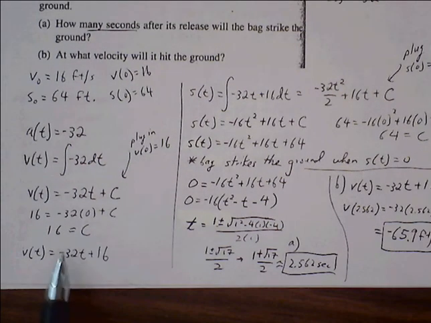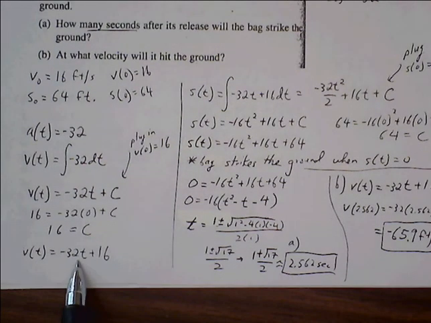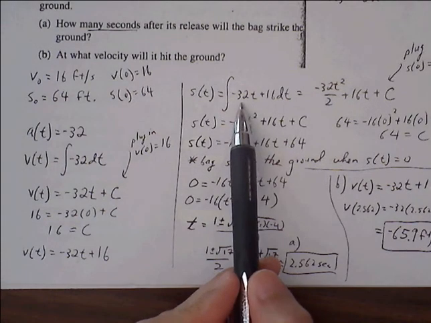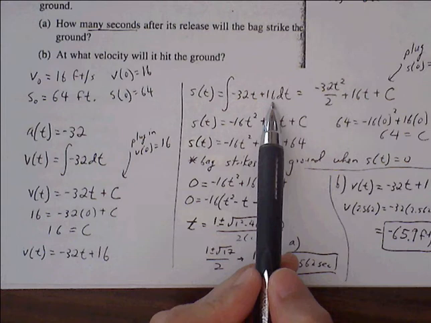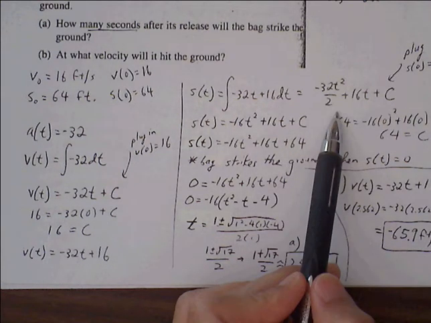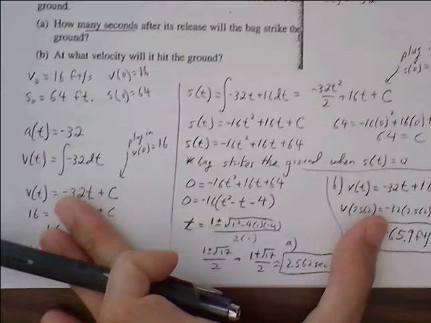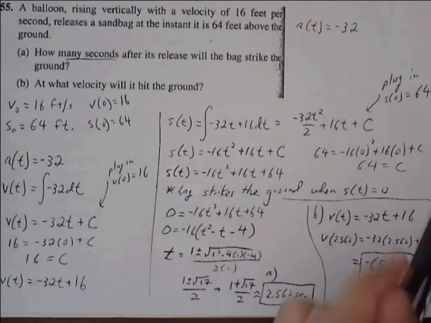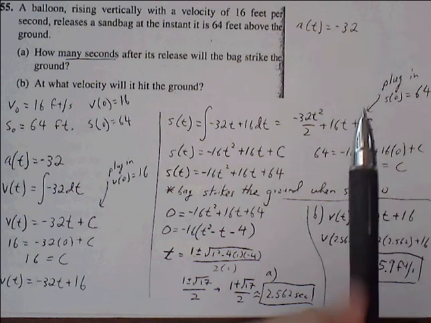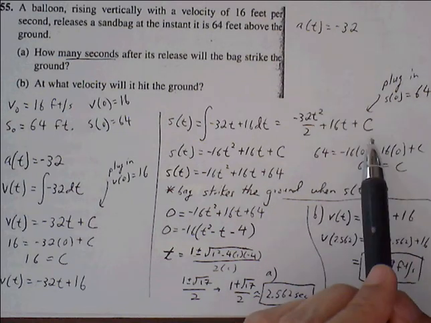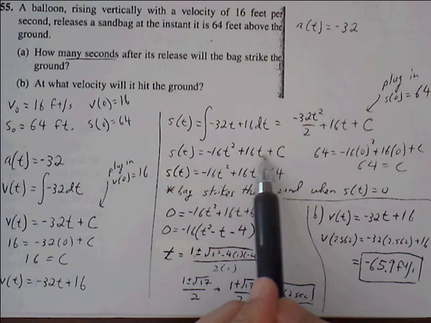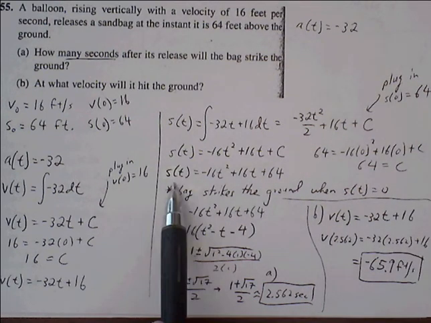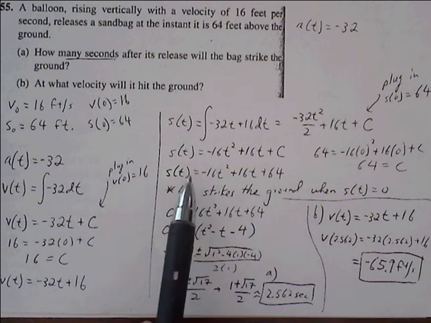Next up, we're taking the integral, the antiderivative, of our velocity function, which will bring us up to position. So the integral of negative 32t plus 16 becomes negative 32t squared over 2 plus 16t plus c. We can solve for c by plugging in s sub 0 equals 64. So when we do that, the t's will wipe out. We solve for c equals 64. So now we have our specific position function to work with.